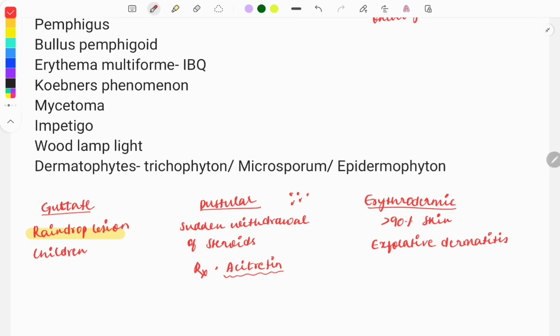Erythrodermic. Usually 90% of the skin is involved in this, and it presents as exfoliative dermatitis. All the skin with a scaly lesion-like thing, and it is peeling from the margins. So this kind of features is seen in erythrodermic. Image-based questions are also asked on this, so you need to look for the images also.